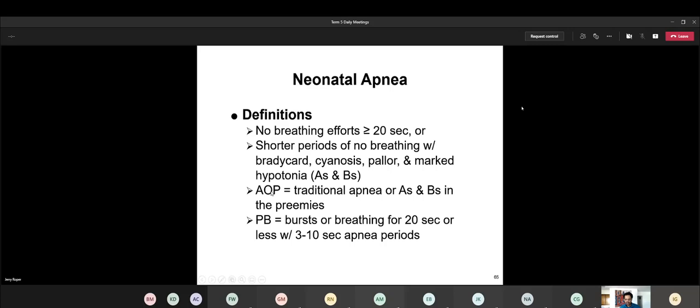And then PB, periodic breathing. What I'm saying is 20 seconds or less, and then he stops. Not necessarily like Cheyne-Stokes or Biot's, anything like that, but they breathe and then they have apnea. There's really no rhyme or reason with theirs. You can't really predict when it would happen. But it's still some form of neonatal apnea, which is why it's included here.